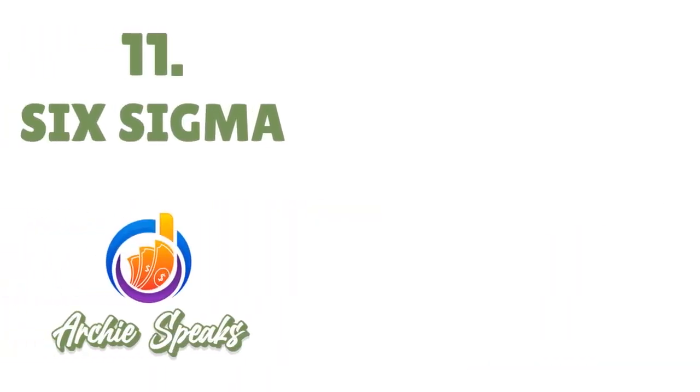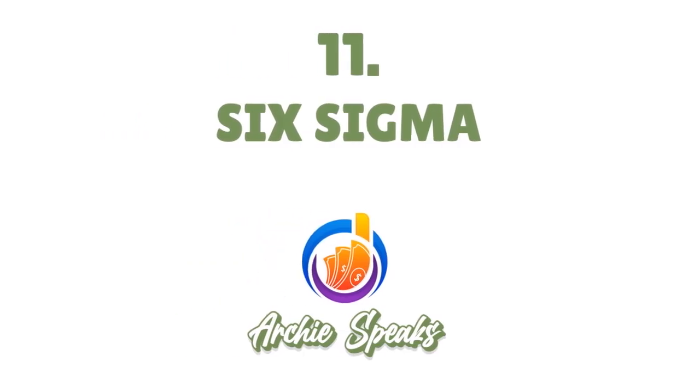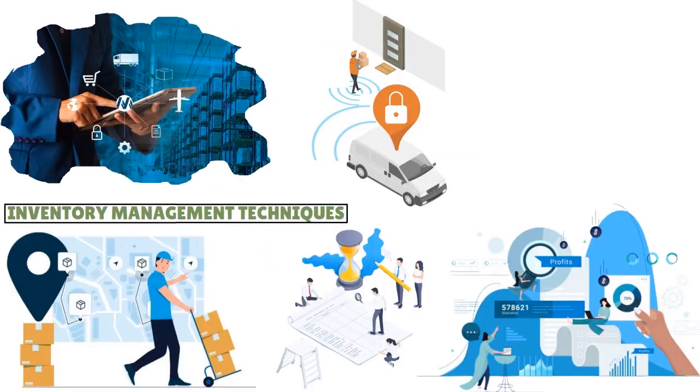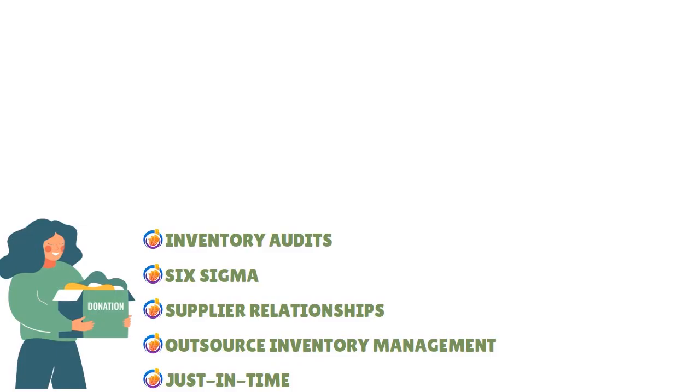You also have Six Sigma. So Six Sigma is actually an optimization method used in supply chain management to reduce excess and obsolete write-offs, inventory often sold below cost or donated.